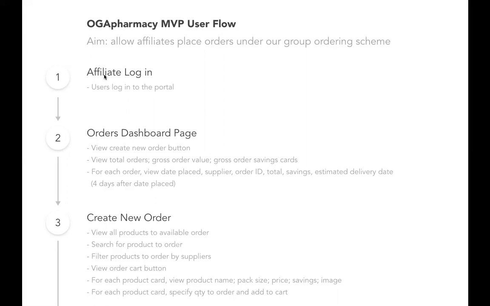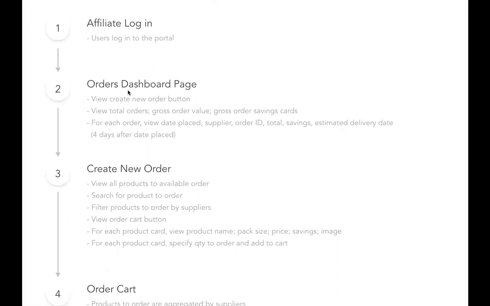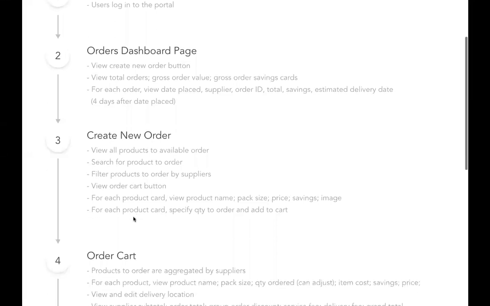So we want you to log in. Once they log in, they get onto this page, which we call the orders dashboard page. They see a list of their past orders, and there's a button there for them to create a new order. Now, when they're creating a new order, it's just like shopping. You see a list of all the products. You can filter it by the supplier and say, okay, I only want to view products that Chief Pharma can provide for me, or I only want to view products that Green Life can give to me.